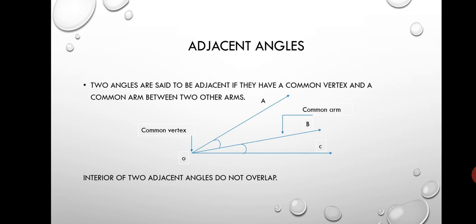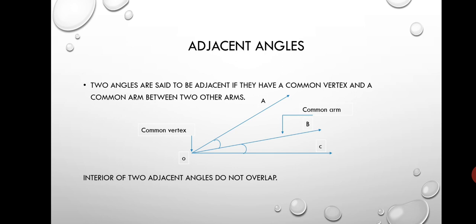Adjacent angles. So what are adjacent angles? Two angles are said to be adjacent if they have a common vertex and a common arm between the two other arms. Whenever we have to check whether two angles are adjacent, you just have to know two conditions. If those two conditions are fulfilled, then the pair of angles is adjacent. The first condition is that the angles should have a common vertex, and the second, they should have a common arm.